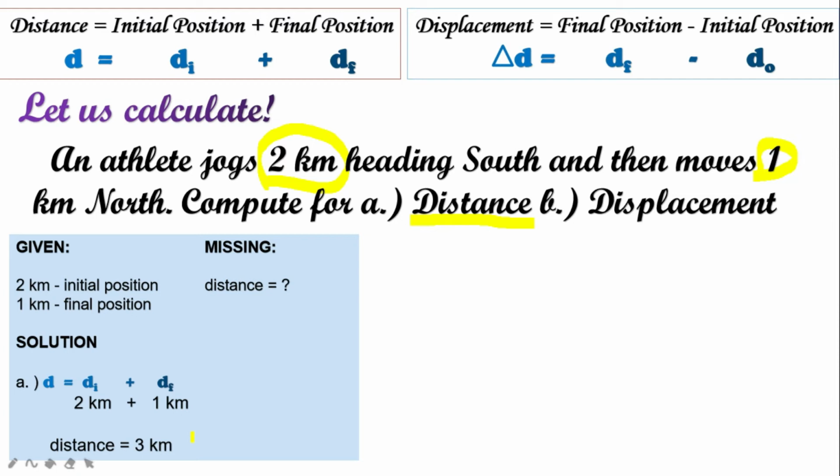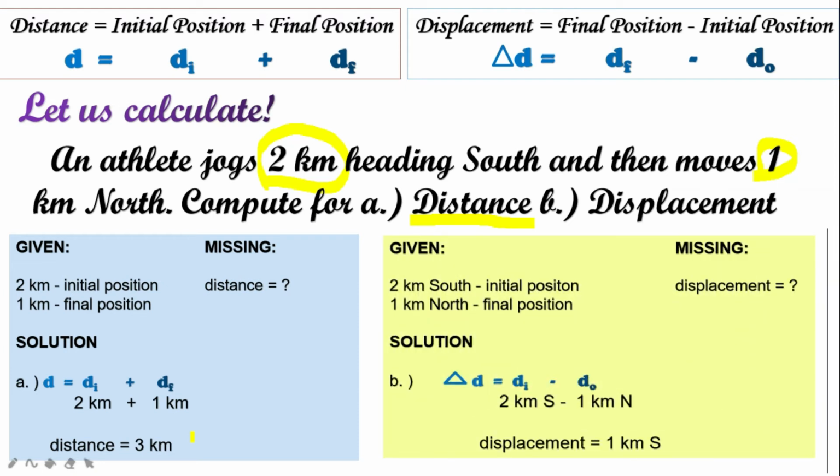So this is the total distance covered by the athlete. Now for displacement. All right, again, analyze the problem. Of course, look at the difference. Although there are some similarities in the given data, the direction is indicated when it comes to displacement.